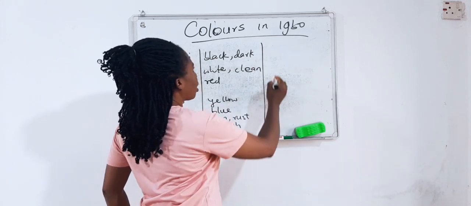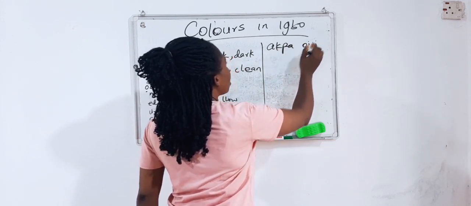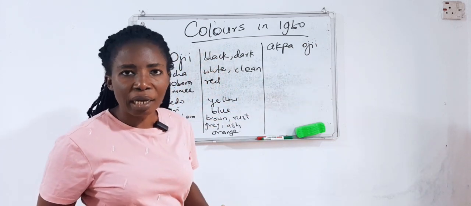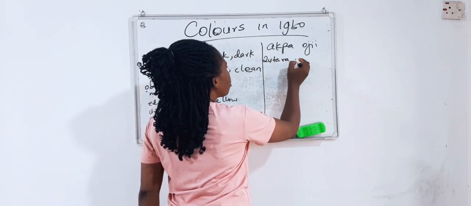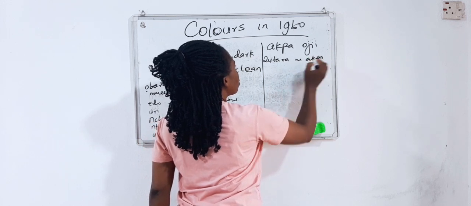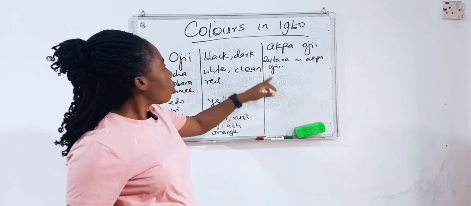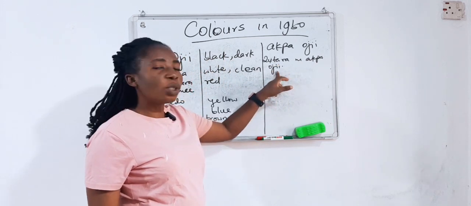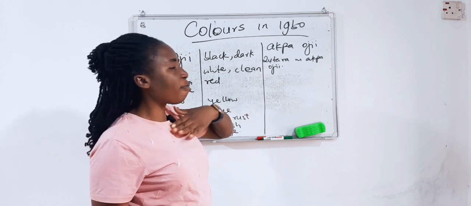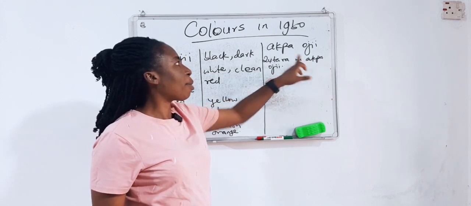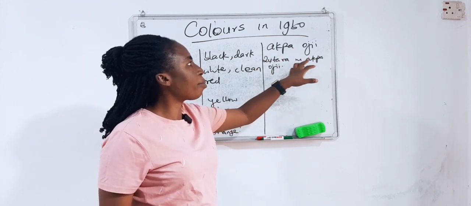So let's make sentences with these colors. Now I can say apa oji, black bag. Zotaram apa oji. Buy me a black bag. Zotara, buy for, me, apa oji, a black bag. So, zotaram apa oji.